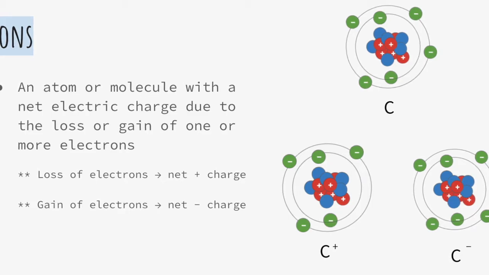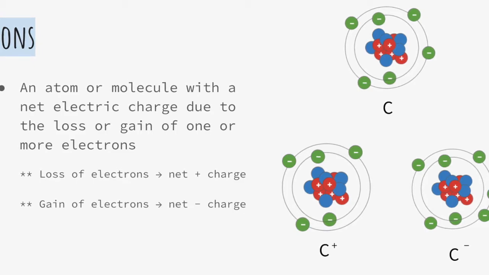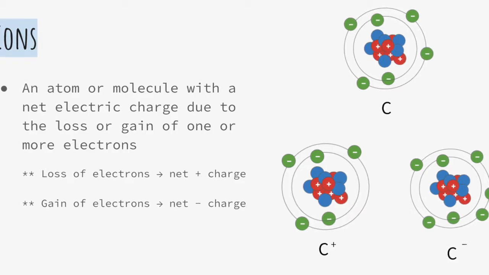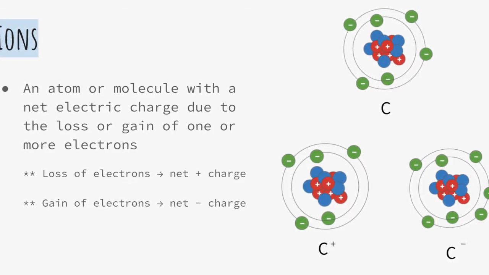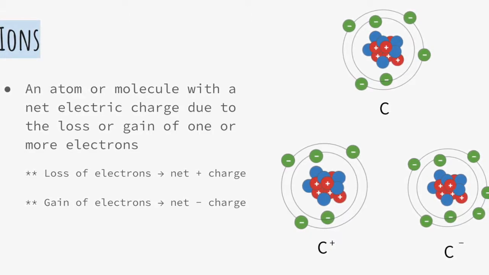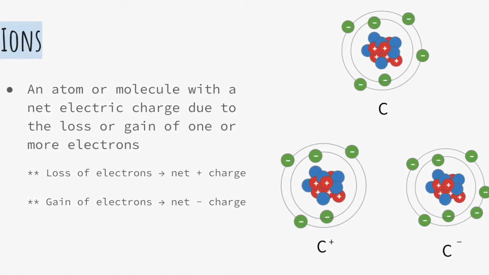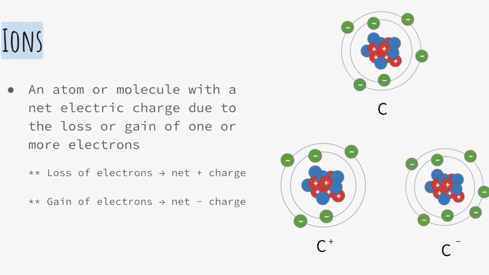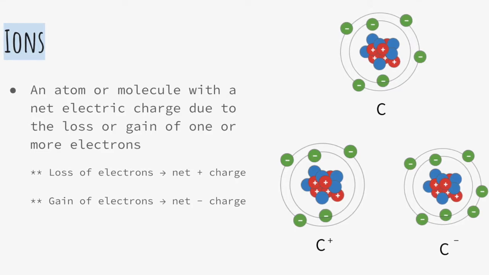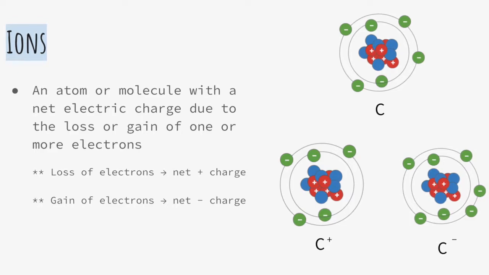So let's start with the definition of an ion. An ion is going to be an atom or molecule with a net electric charge due to the loss or gain of one or more electrons. What do I mean when I say net electric charge? So previously we said that a neutral element has the same number of protons as well as electrons, and that's because protons are positively charged and electrons are negatively charged. So if they were equal in number, then we would get a neutral molecule. However, if I change the number of electrons we have and it is no longer equal to our number of protons, then we are going to get a net charge.